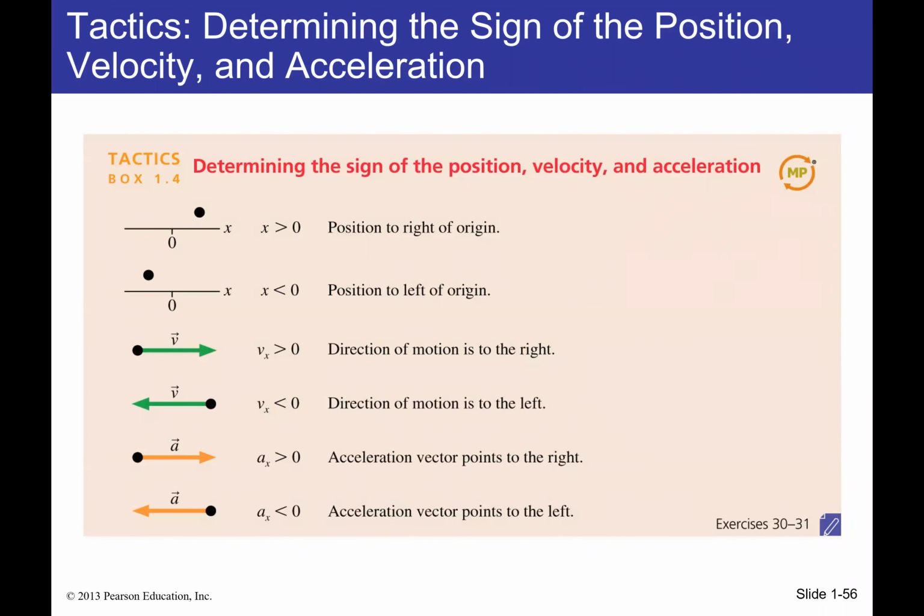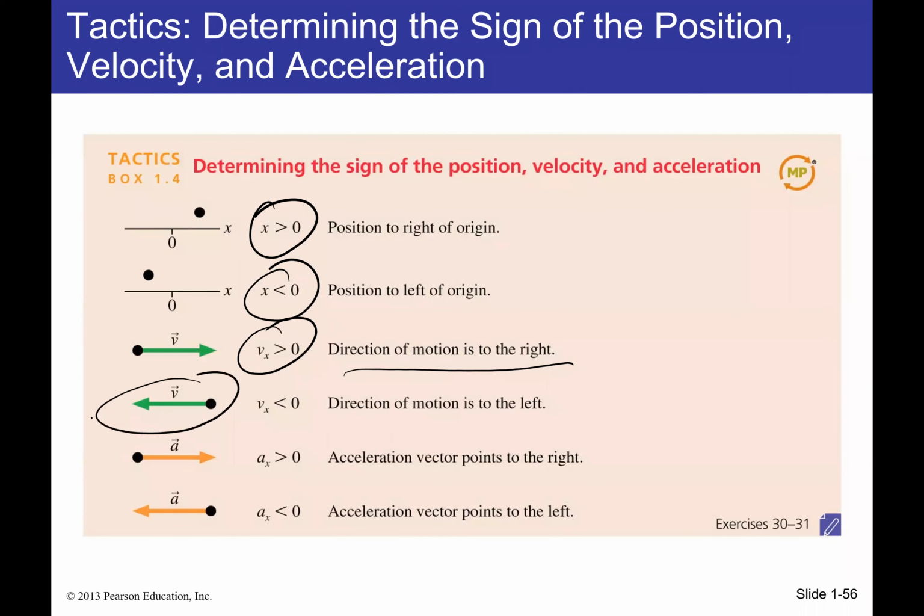All right, so summarizing what we learned: if you have a horizontal coordinate system, anytime your position is to the right of the origin, position is written as positive. Your position to the left of the origin, position is written as negative. If you're moving to the right, we take that to be a positive velocity. If you're moving to the left, then we take that to be negative velocity. Again, negative velocity just means moving to the left. Negative, positive for a vector just means direction.